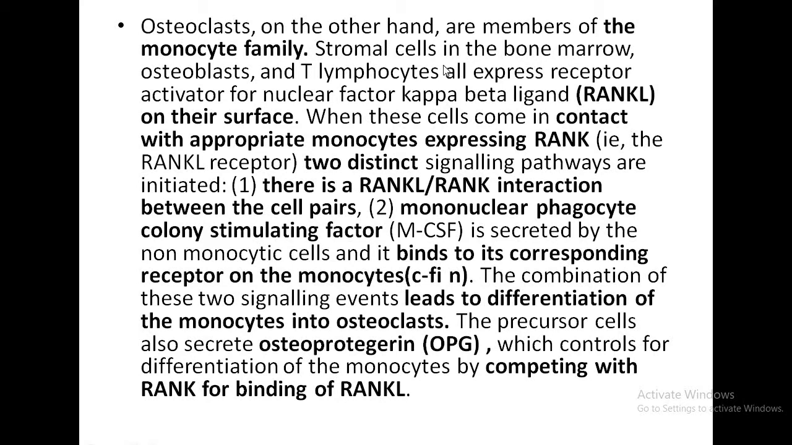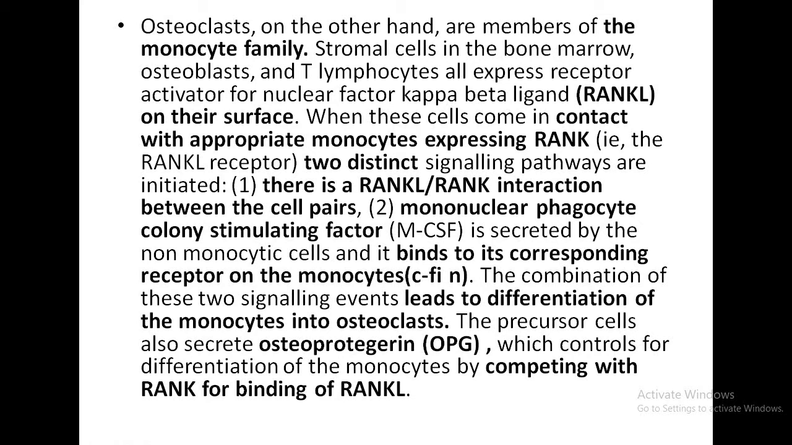Stromal cells in the bone marrow, osteoblasts and T lymphocytes express what is called RANKL on the surface. It stands for receptor activator for nuclear factor kappa beta ligand, so that is the short form. So they express this protein called RANKL.